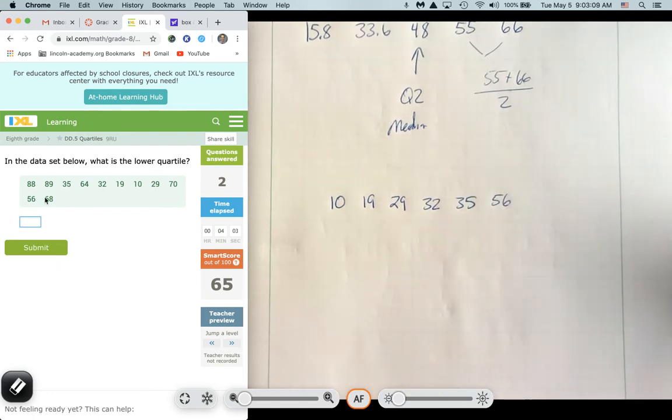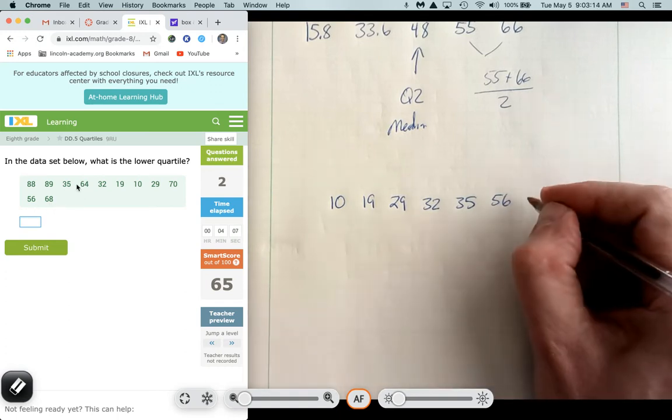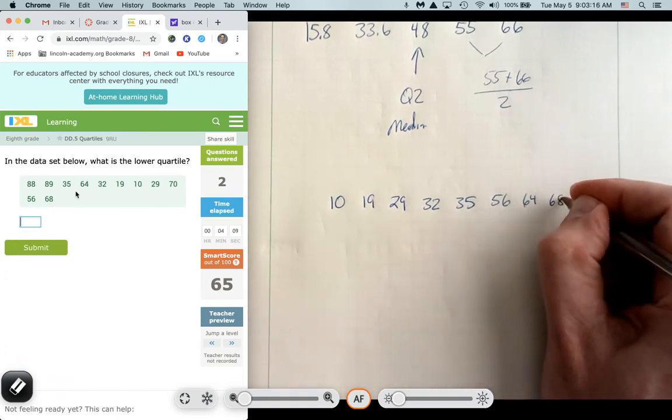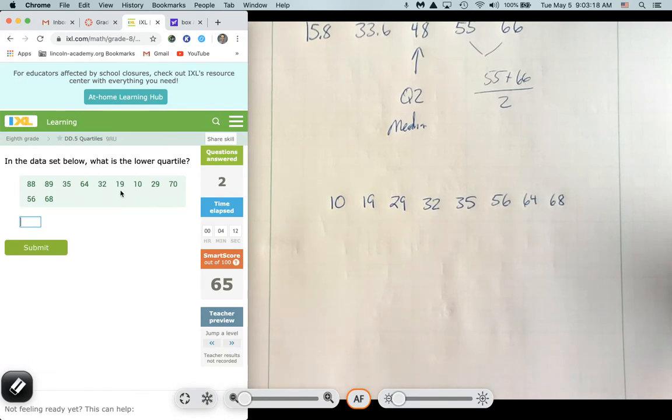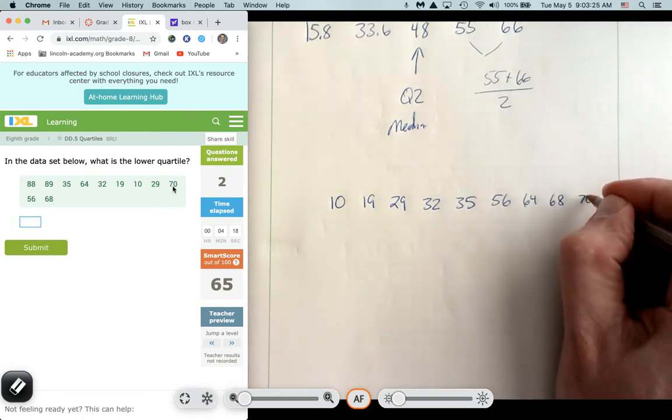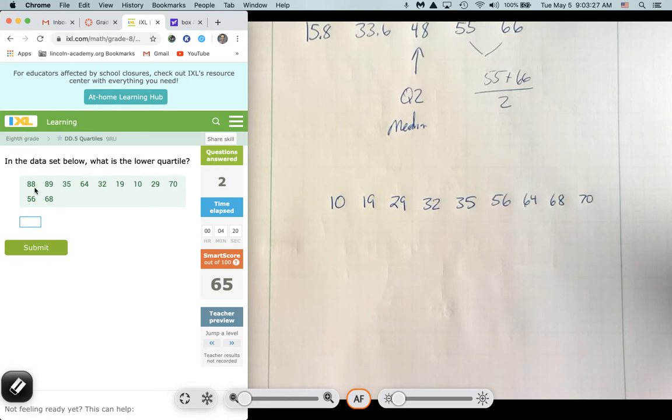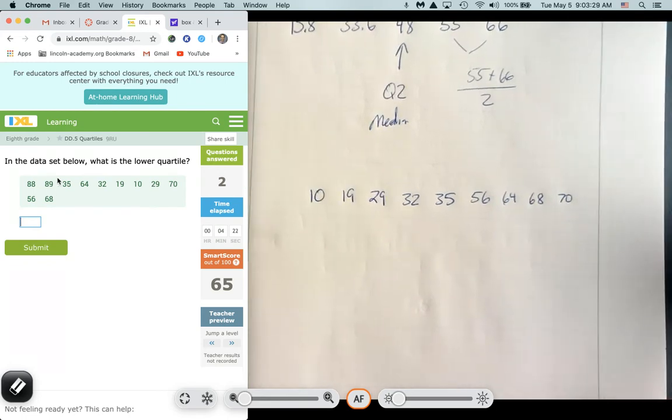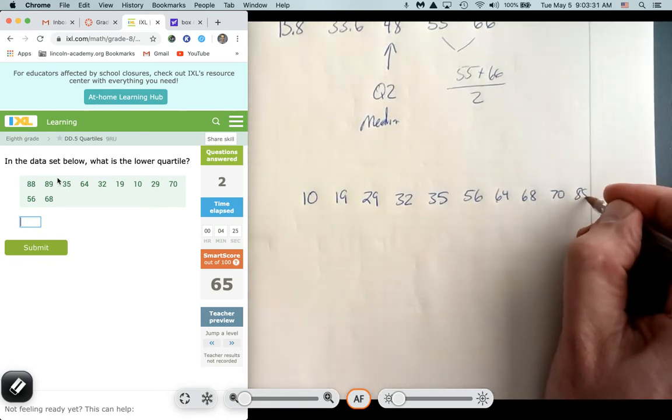Now I'm looking at the 60s. I have a 64 and a 68. I don't think I have any other 60s. I have a 70, and that looks like that's the only 70. And then I have an 88 and an 89.